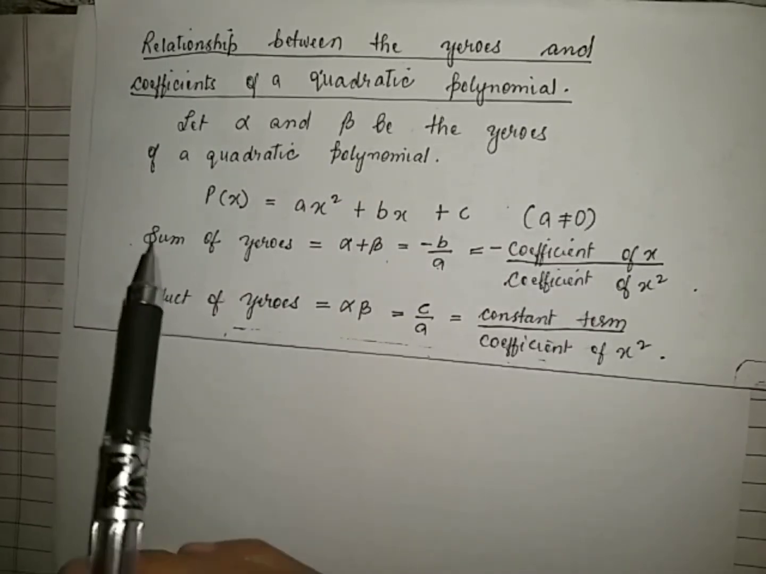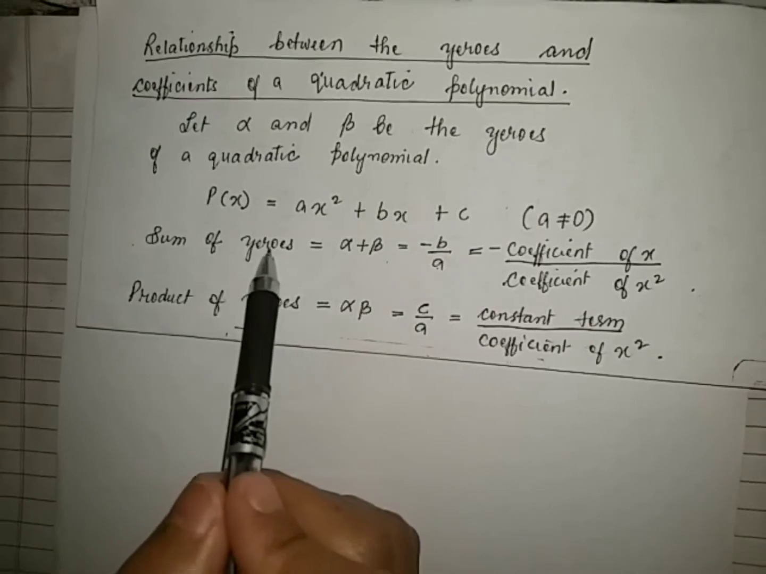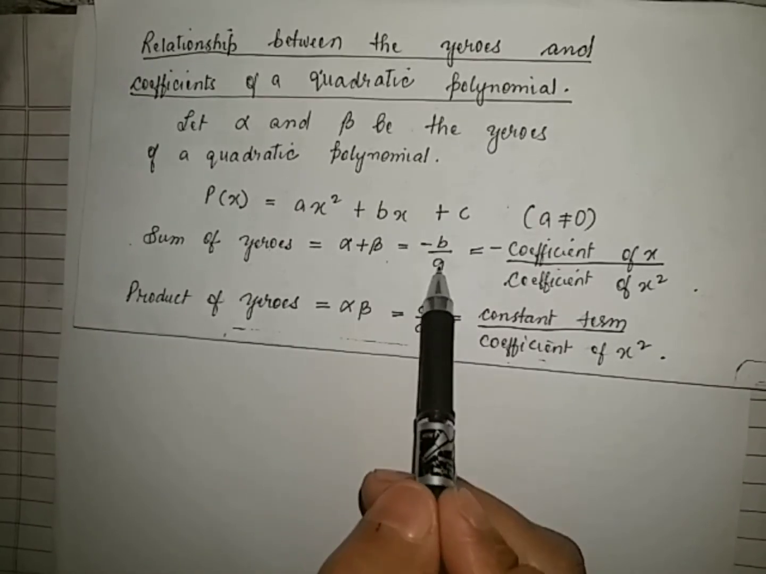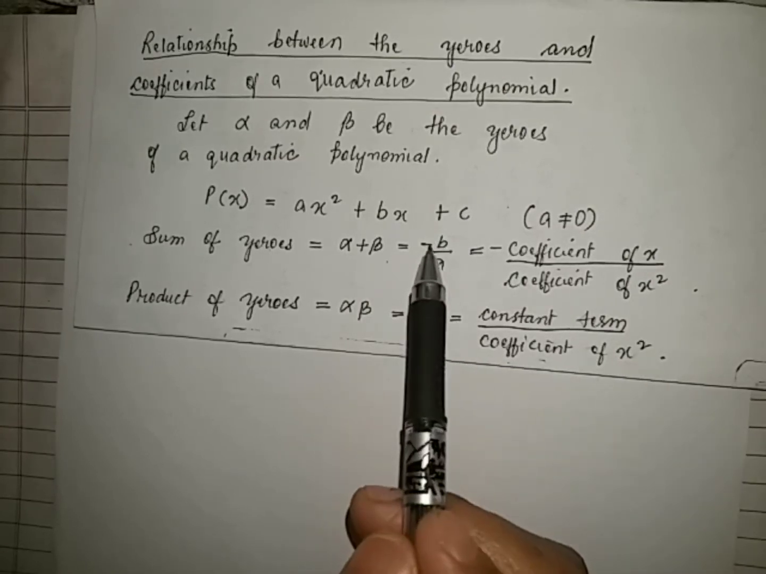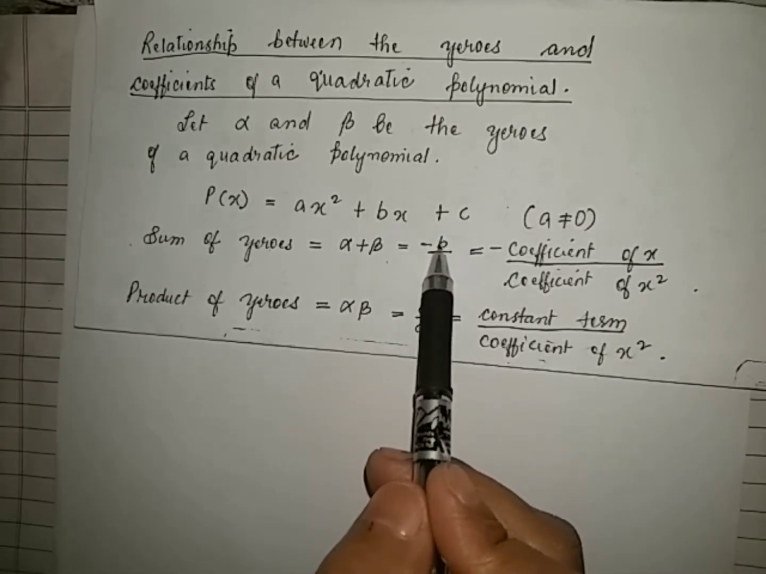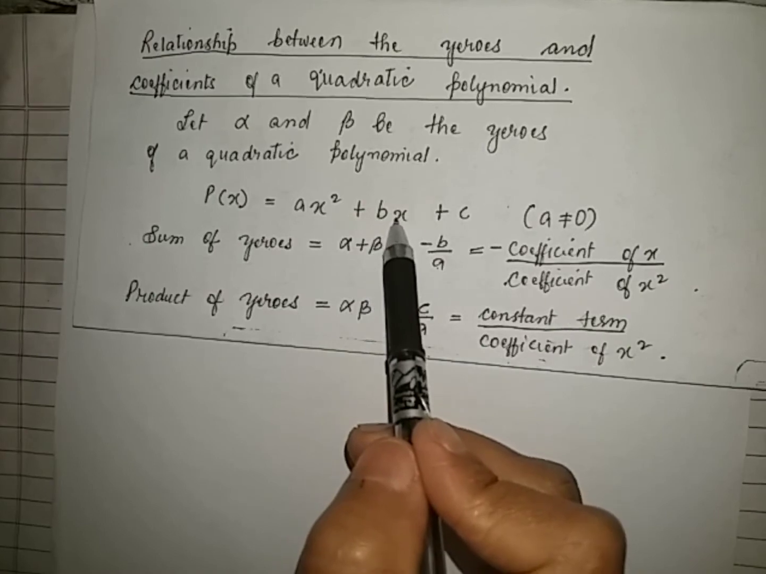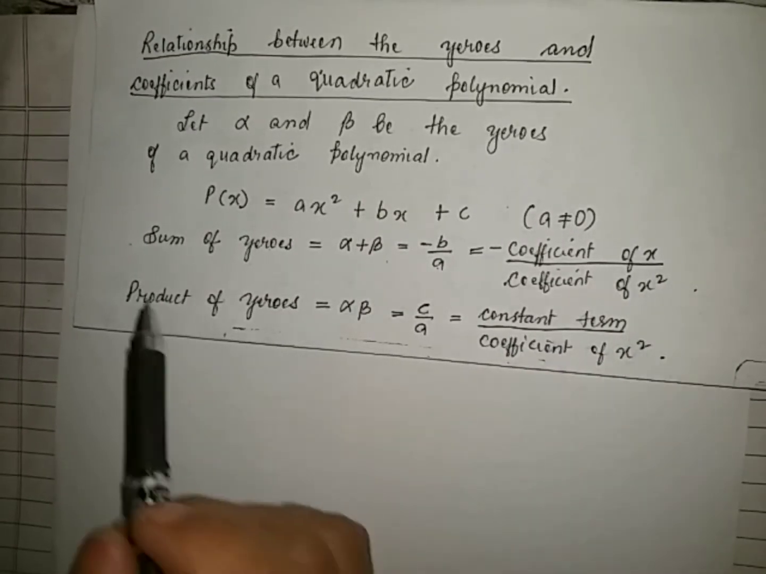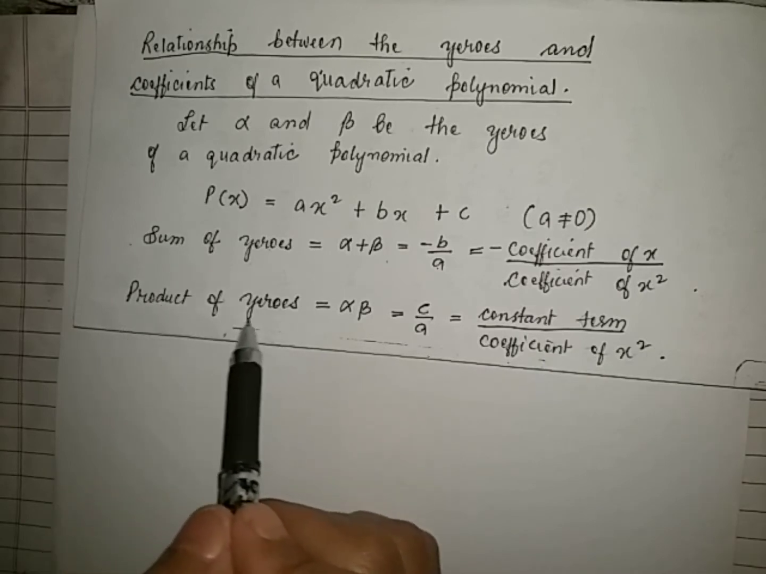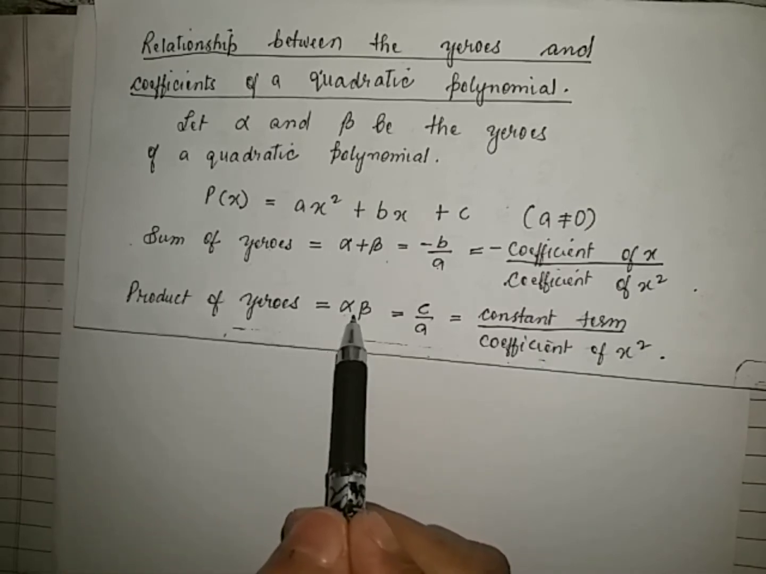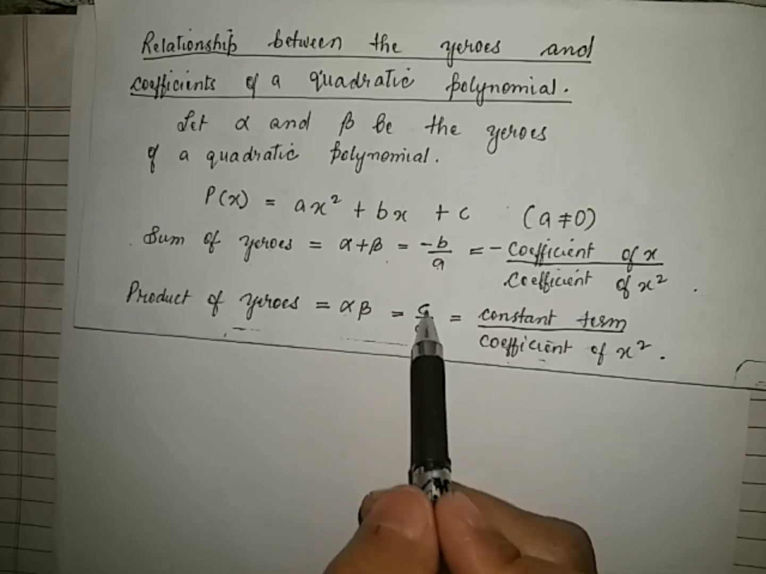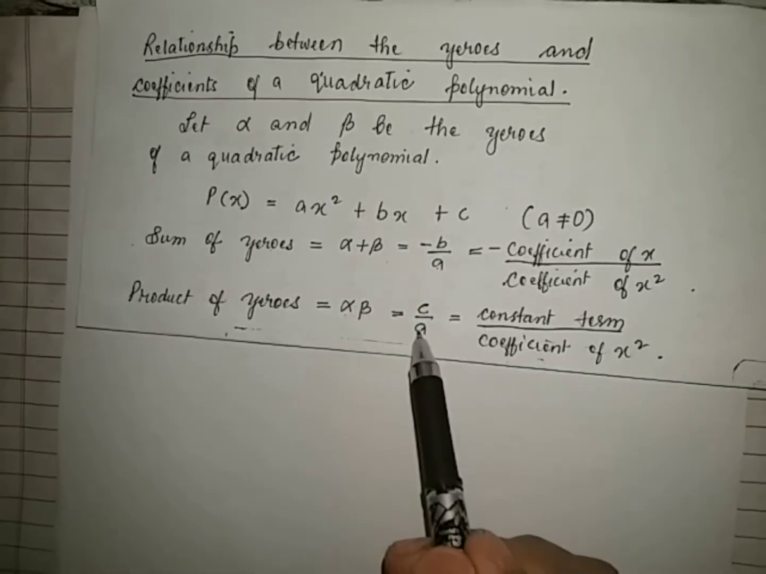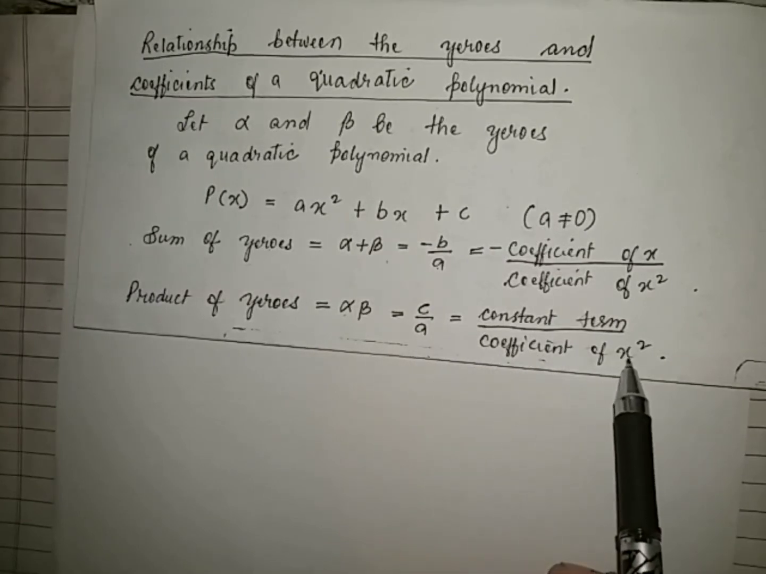Now the sum of the zeros, that is alpha plus beta, is equal to minus b of a. What is b? b is the coefficient of x. And what is a? It is the coefficient of x squared. We also have the product of zeros, that is alpha into beta, is equal to c by a. What is c? c is the constant term and a is the coefficient of x squared.